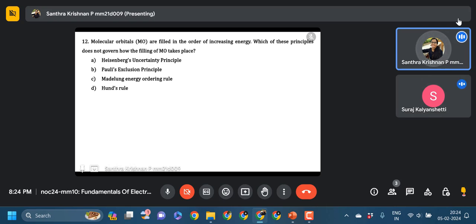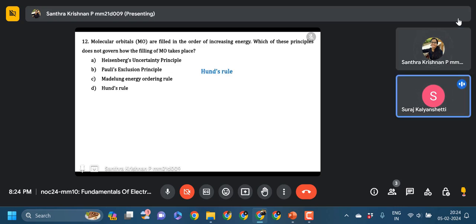So this is the final question. Molecular orbitals are filled in the order of increasing energy. Which of the principles does not govern the filling of molecular orbitals? This is one of my questions, and I was confused. Can you explain each of these laws?